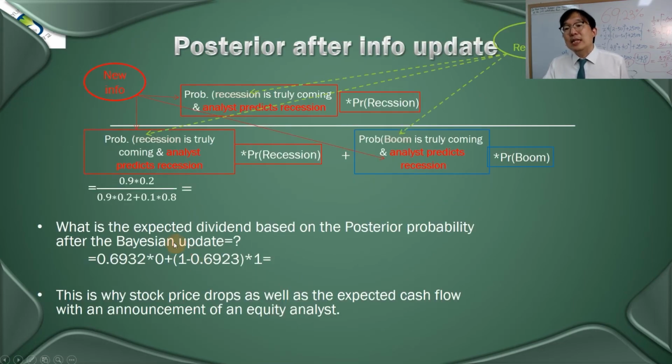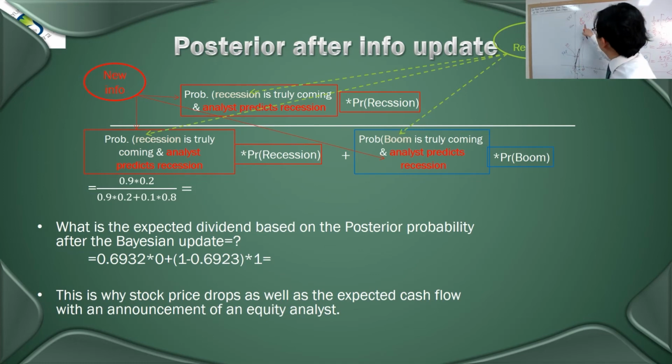Anyway, what is the expected dividend based on the posterior probability after the Bayesian update? 69% times 0, and then 1 minus that times 1. That's like what? 30.7. Okay? 30.7 cents. Yeah, like that.